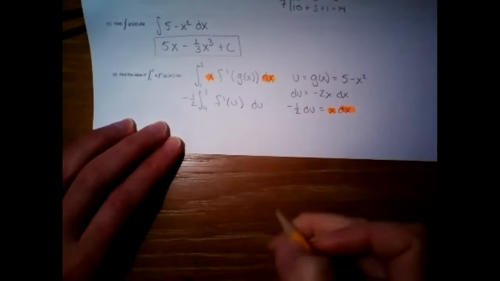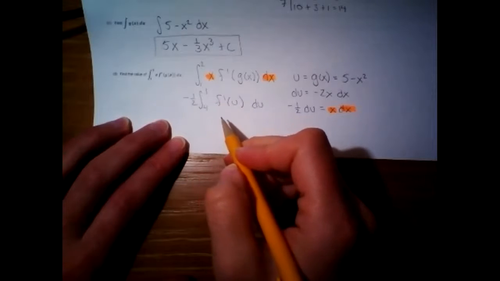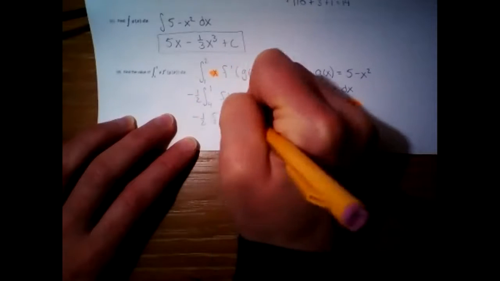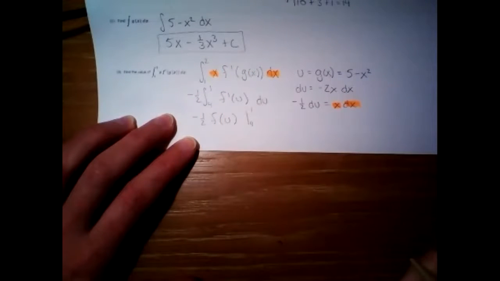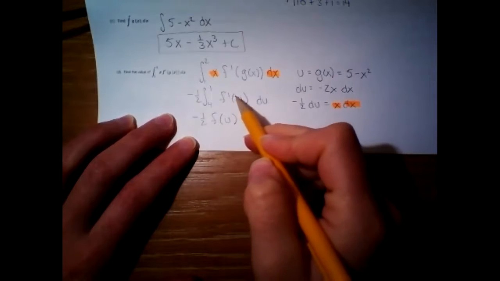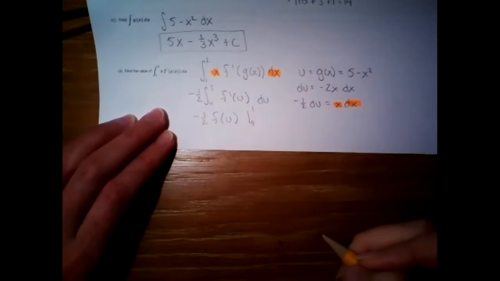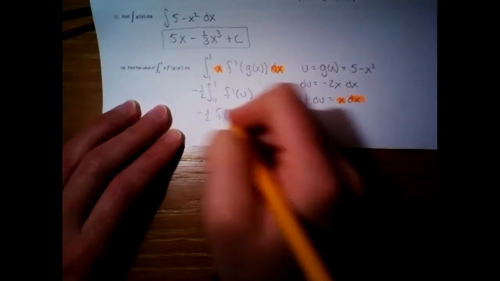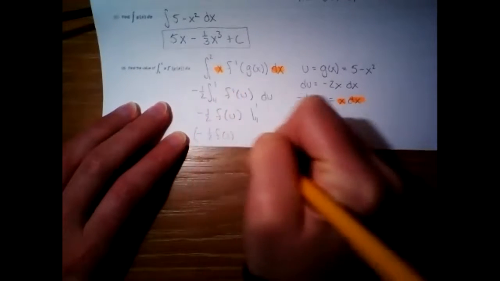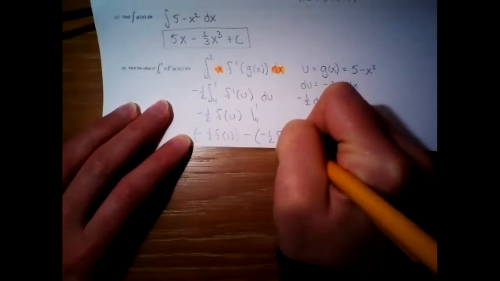And now we're going to do the antiderivative. Now this is f prime, so the antiderivative will just be f of x, which is f of u, from 4 to 1. So the derivative of f is f prime. We just did that backwards. It was an antiderivative. All right, so we're going to do upper boundary minus lower boundary. So this would be -1/2 f of 1 minus -1/2 f of 4.